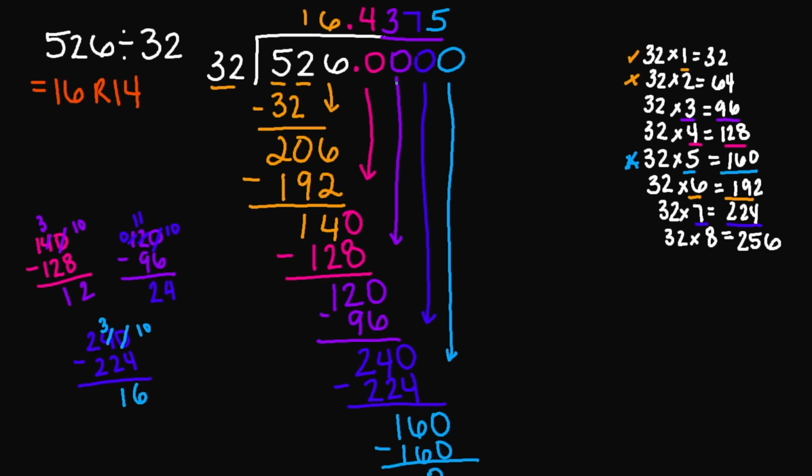So your decimal format is going to be 16.4375. That's your quotient. Remember, you can leave your answer in remainder format or decimal format.